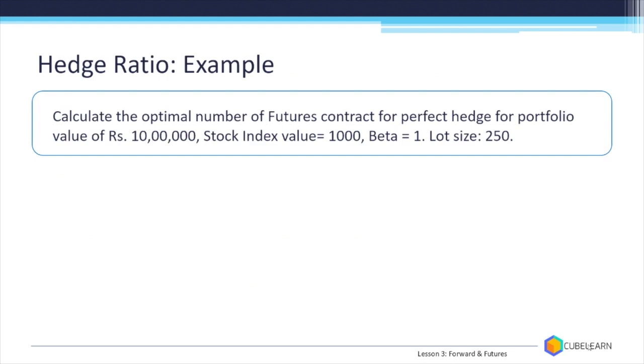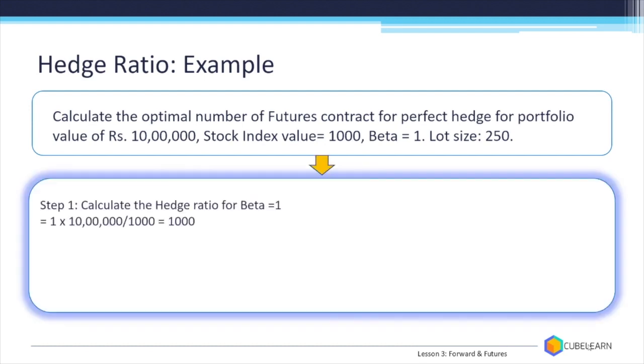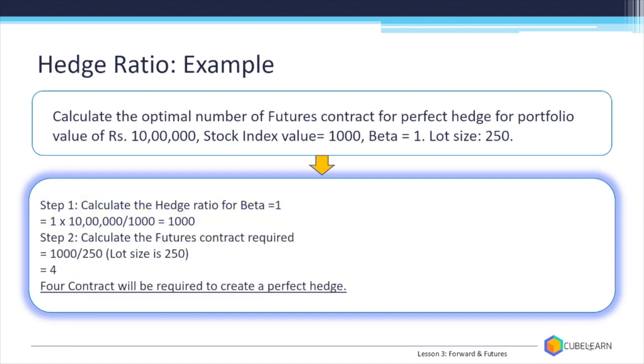In this example, we will calculate the number of futures contracts required to create a perfect hedge. In this case, beta is 1. Step 1. Calculate the hedge ratio for beta equal to 1 using the formula given in the previous slide. Step 2. Calculate the futures contracts required, which is 1000 divided by 250, which is the lot size. 4 contracts will be required to create a perfect hedge.